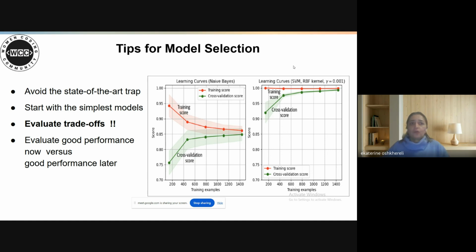And the second one: apart from the fact that simpler models are easier to deploy, we can use them as baselines as well. And it's easier to understand your model while it is making predictions, and it's easier to debug.